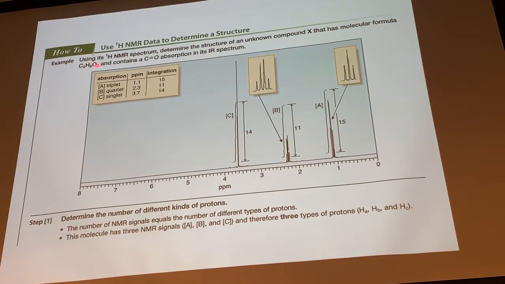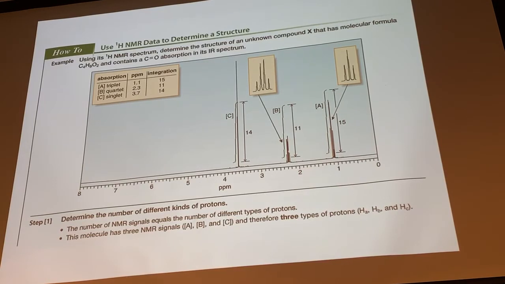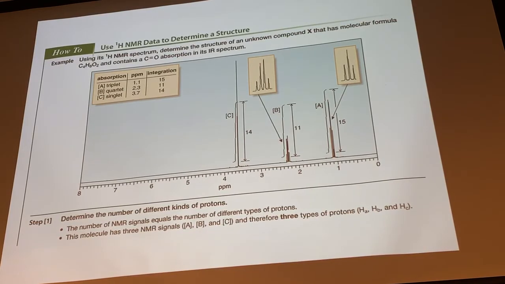If we look at that formula, how many degrees of unsaturation? We've got 1. And so we know that that 1 degree of unsaturation is taken up by the carbonyl, the carbon-oxygen double bond. So there are no other double bonds or rings in this molecule. So we're going to go through a 4-step process to determine the structure of this molecule.